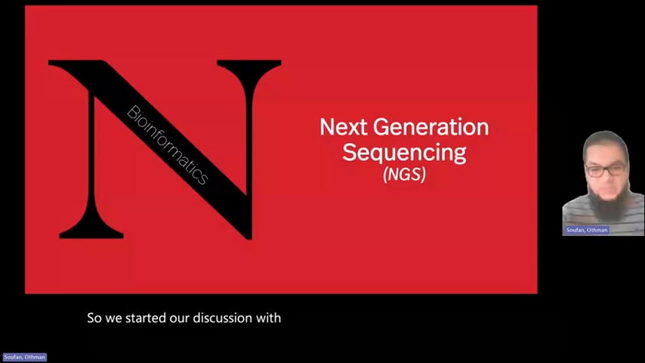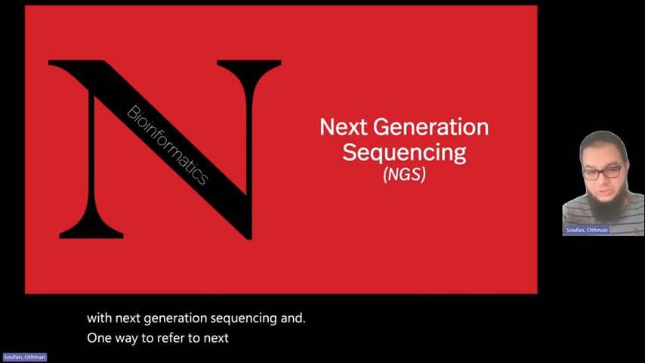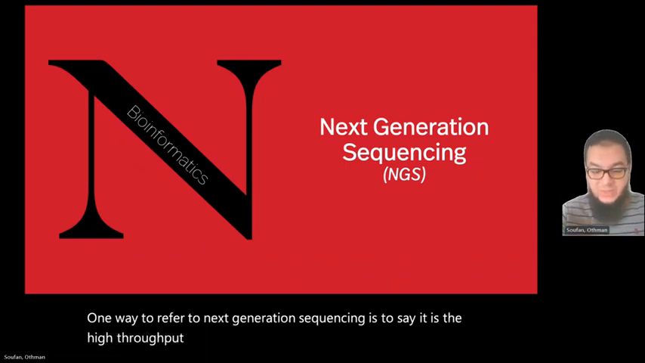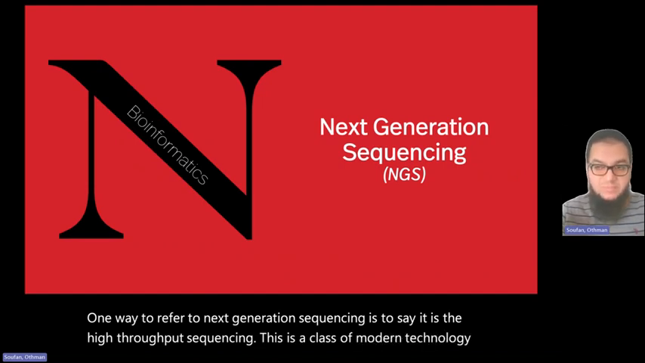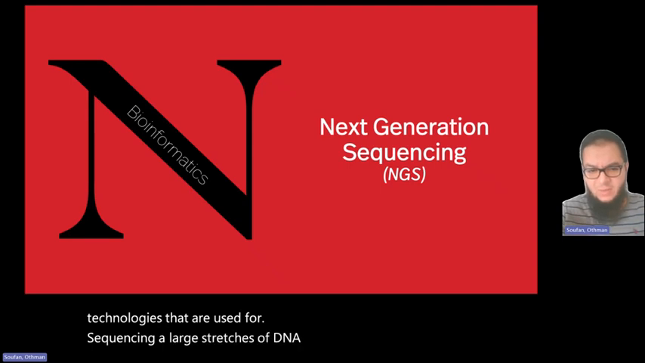We start our discussion this week with next generation sequencing, and one way to refer to next generation sequencing is to say it is high throughput sequencing. This is a class of modern technologies that are used for sequencing large stretches of DNA or RNA molecules.